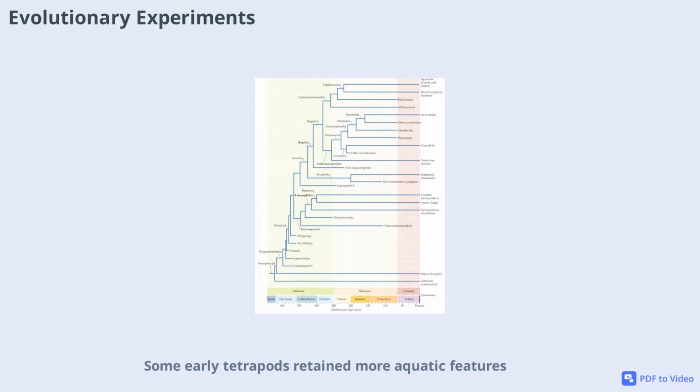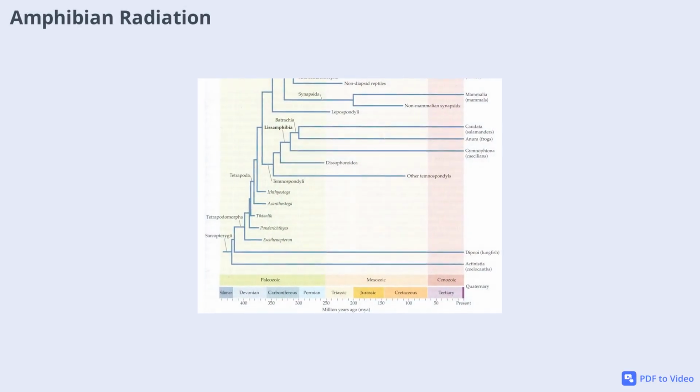During the transition from water to land, evolution experimented with a variety of body plans and adaptations. Some early tetrapods retained more aquatic features, while others developed stronger limbs and more robust skeletons for terrestrial life. This period of evolutionary experimentation laid the groundwork for the incredible diversity of amphibians and other land vertebrates that would follow.